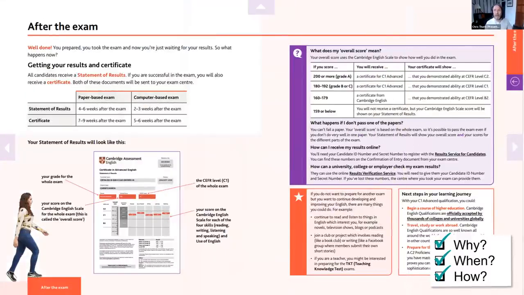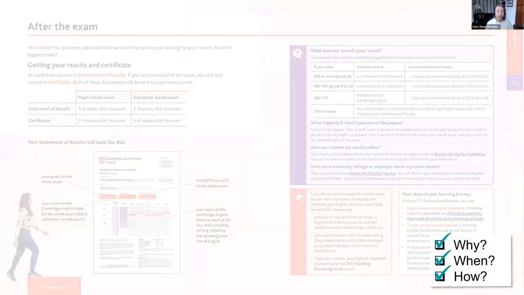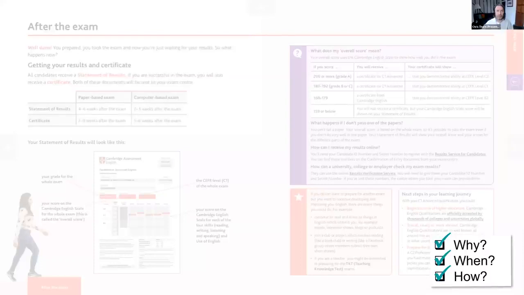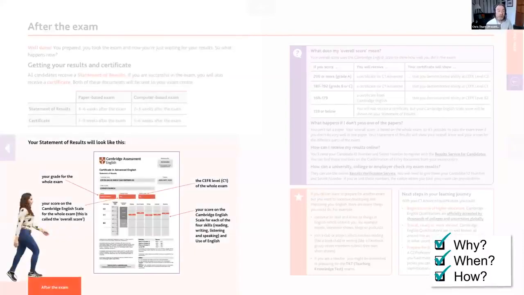Finally, there's everything they need to know after the exam. So, how soon will they get their results? That differs according to how they take the exam. Is it computer-based? Do they take the paper-based exam? It helps them understand their results.